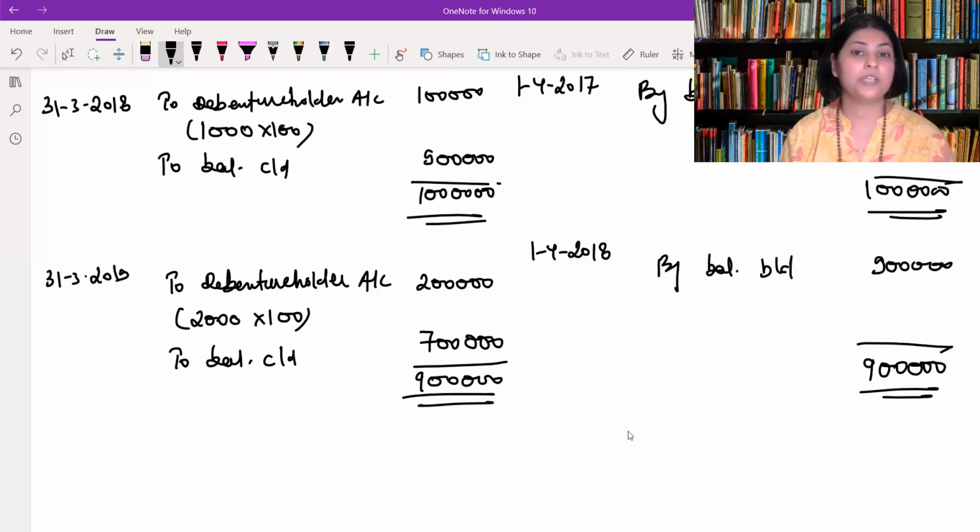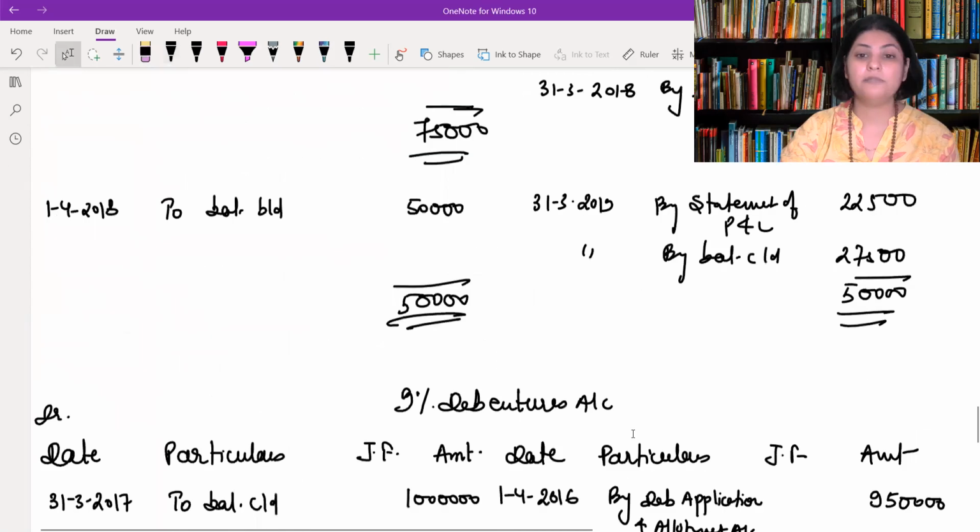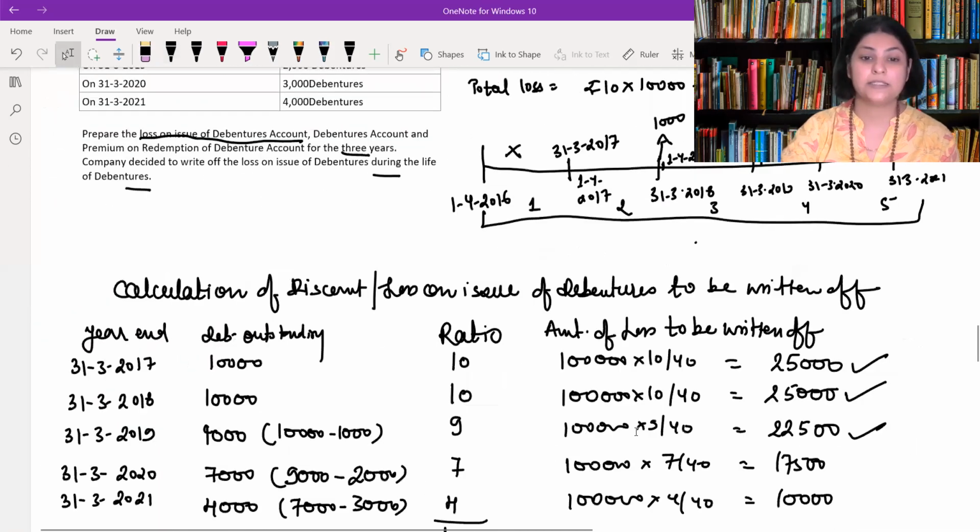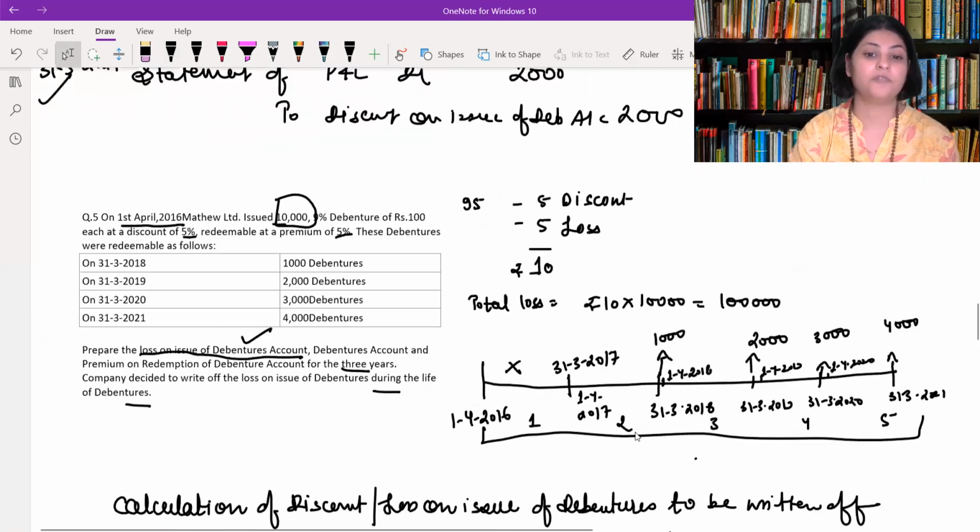The question had asked us to make debenture account only for 3 years. That is why we are stopping it over here, but it will go further until the debenture balance becomes 0. It has to be prepared for the 5 years. Now we are done with the 2 accounts which the question asked us. Number 1, loss on issue of debenture account, and the second one, debentures account.